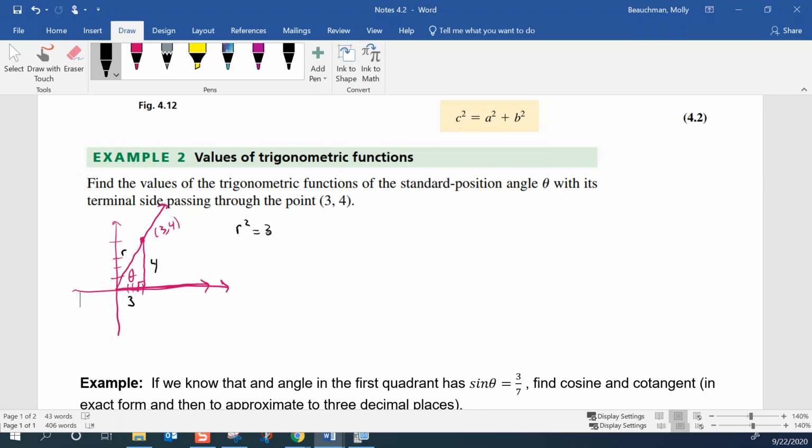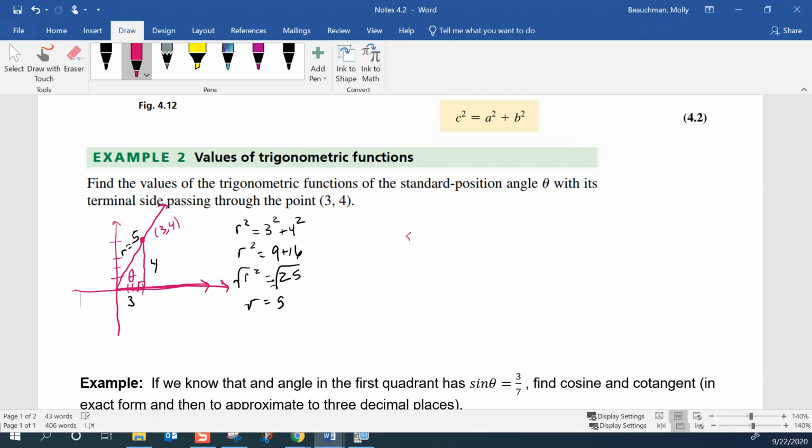r squared is equal to 3 squared plus 4 squared. r squared is equal to 9 plus 16, which is 25. Then square root both sides. This happened to be a perfect square, so the length of that side, r, is equal to 5. So now that I know all three sides of the triangle, I can find all of the trig functions.